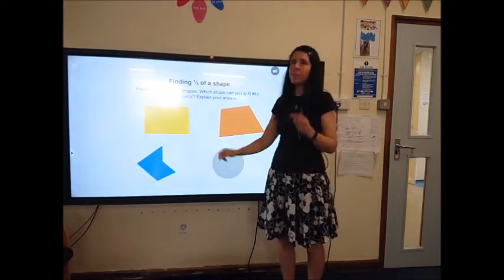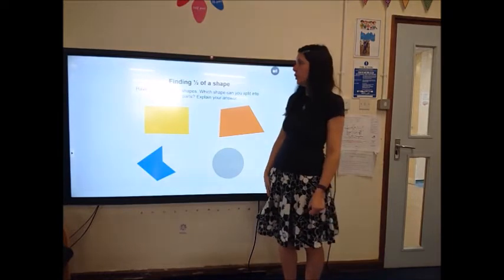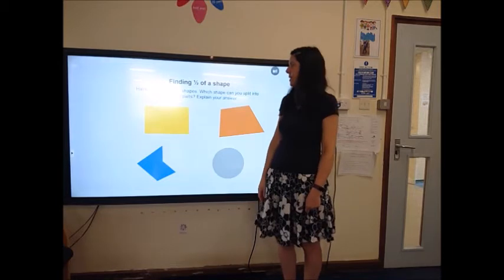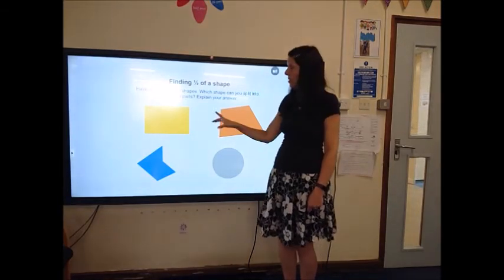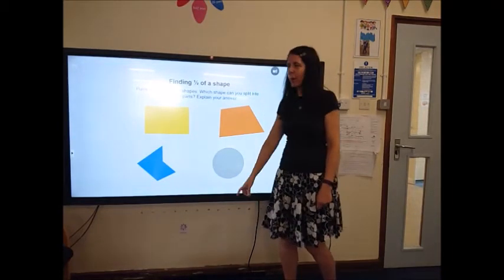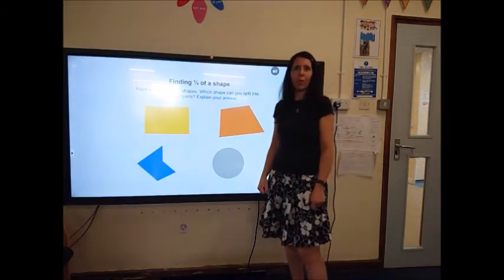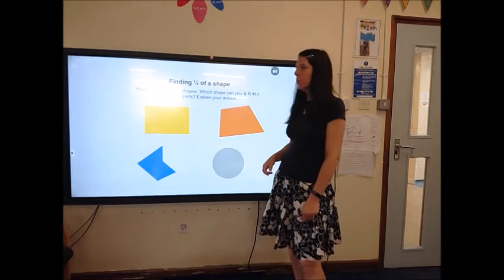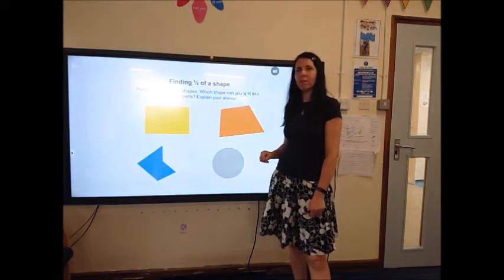First of all, let's have a look at finding half a shape. Which shapes can you split into 2 equal pieces? Explain your answer. Again, you can pause the video now, have a look at those shapes that we've got there. Which ones can you split equally? Which ones would be more tricky or we can't do?